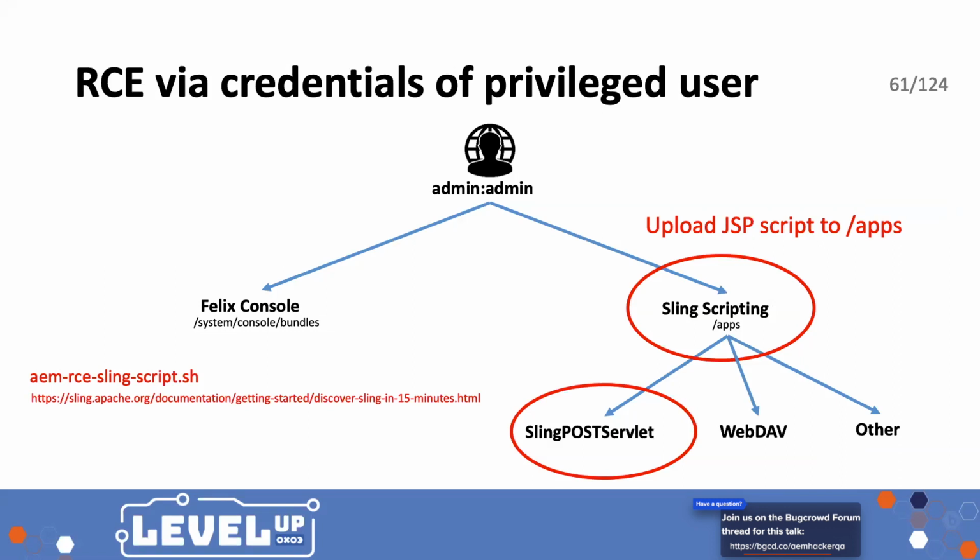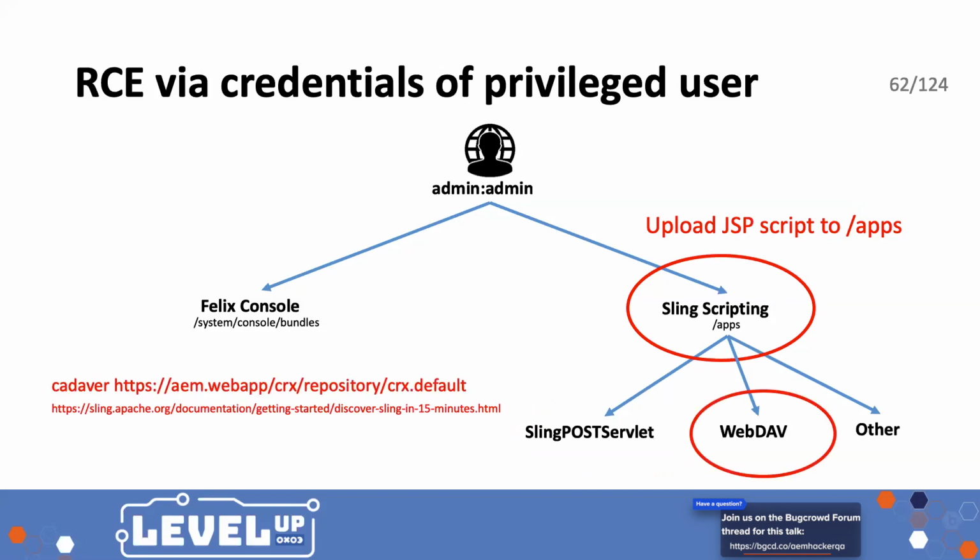The other possibility is to use Sling scripting when Felix console is not accessible. You should create a child node of the apps node and upload a GSP script to it. There are several options to do it. You can use Sling PostServlet for that case, and my script, aem_rce_sling_script.sh from the AEM Hacker toolset, automates this process. If WebDAV is enabled in AEM, you can do that using WebDAV.